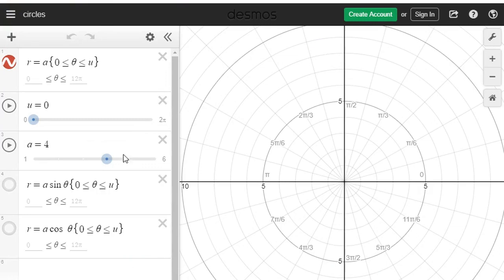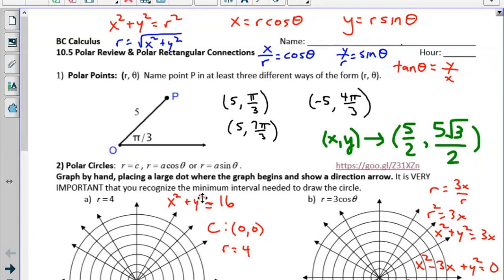A, r equals 4. Notice that for the first two, I showed converting r into x squared plus y squared equals 16. Notice that we have some things up at the top that you really should pay attention to. X squared plus y squared equals r squared, which means r equals square root of x squared plus y squared. X equals r cosine theta, y equals r sine theta, and then of course x over r equals cosine theta, y over r equals sine theta, and y over x equals tangent theta. Those are things that you're going to want to know.